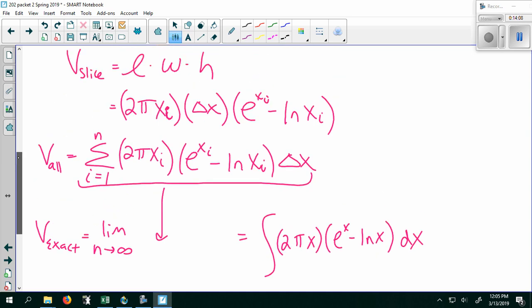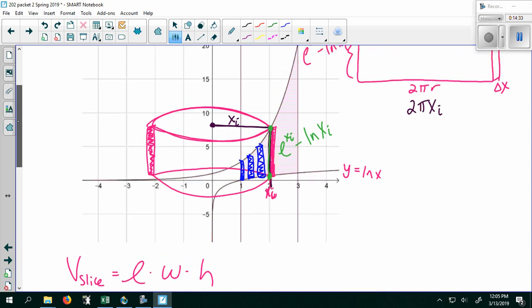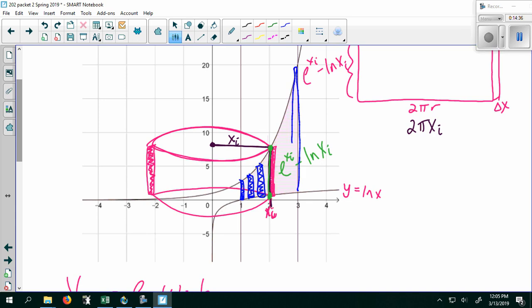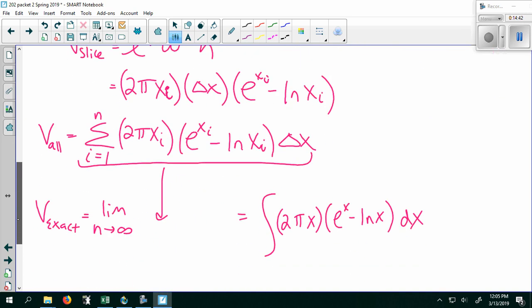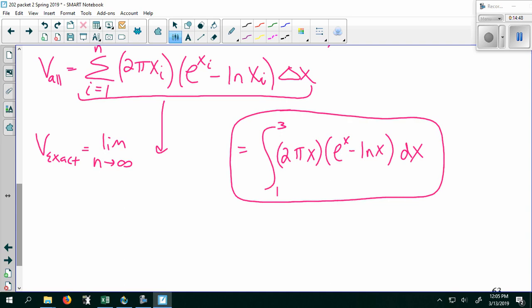So I go back up to my picture and say, where am I drawing these slices? I picked one, x sub I, in the generating region. And so my slices in the generating region are going to start at 1. There's my first slice. And then I'm going to have a bunch of them, and I'm going to stack these slices up, each one getting rotated about the y-axis until I get to x equals 3. I'll have my last slice here. So my bounds of integration go from 1 to 3. And there is my integral for the solid.